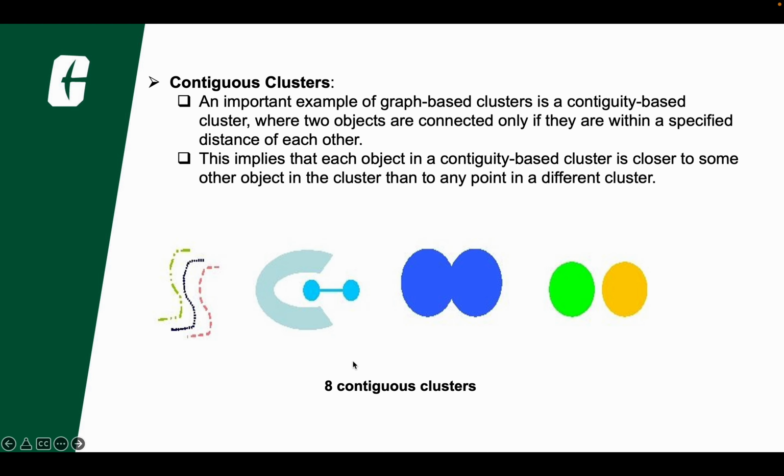And the third one is the contiguous cluster. An important example of graph-based clusters is a contiguity-based cluster, where two objects are connected only if they are within a specified distance of each other. This implies that each object in a contiguity-based cluster is closer to some other object in the cluster than to any point in a different cluster. Here I have taken the example of eight contiguous clusters.